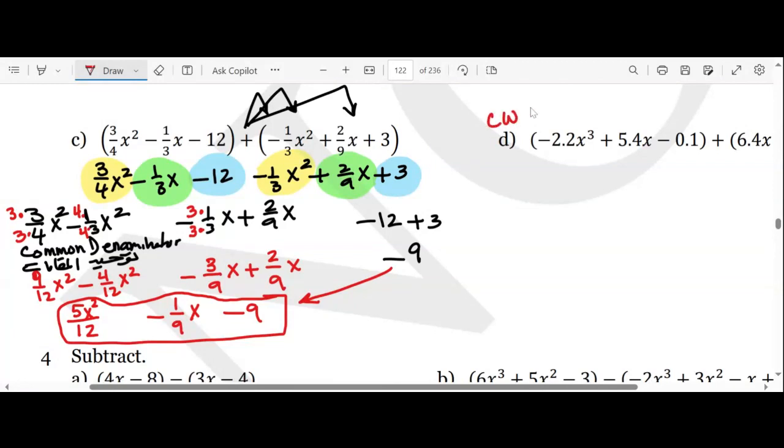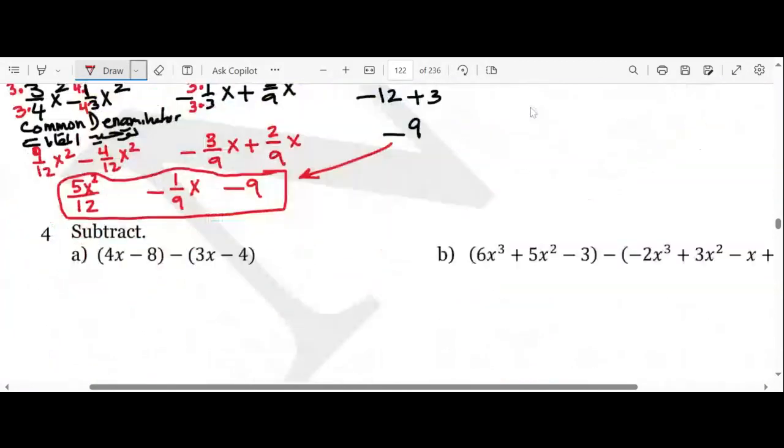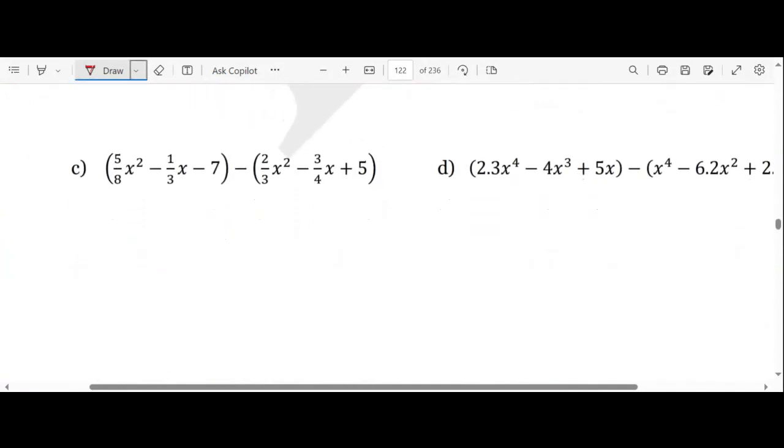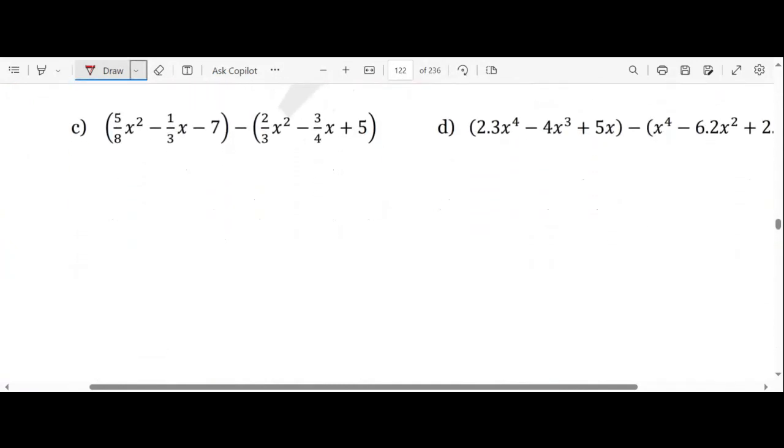Okay, I will leave this for classwork for you. You can do it after we are done. Let's go for subtraction. I know you don't like fractions, so we're going to do the fractions. Okay?